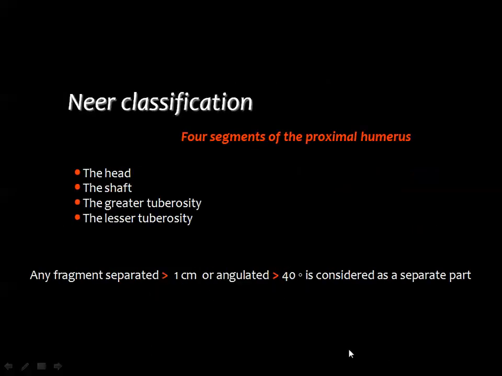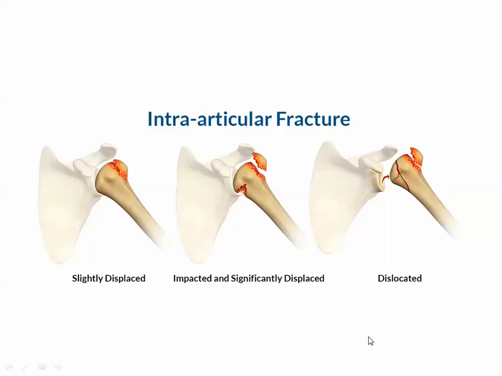Then one of the ways of classification of these fractures is known as the Neer classification, which deals with the fracture according to the segments. We may say that we have two segment fracture, three segment fracture, and four segment fracture. The segments are the head of the humerus, the shaft, the greater tuberosity, and the lesser tuberosity. A segment is considered if the fragment is separated by 1 centimeter or angulated by more than 40 degrees. It is considered a separate segment or a separate part of the fracture.